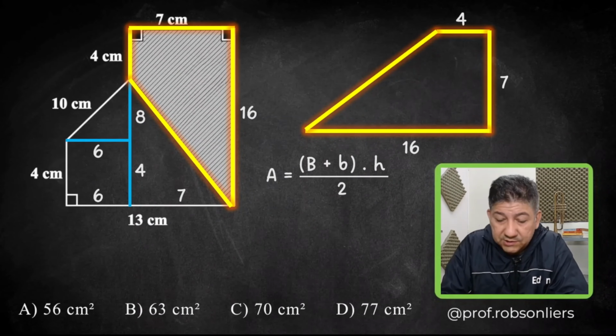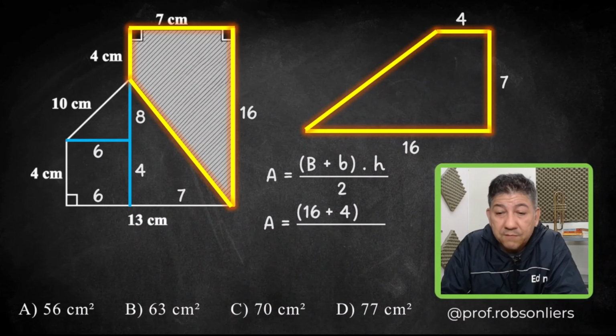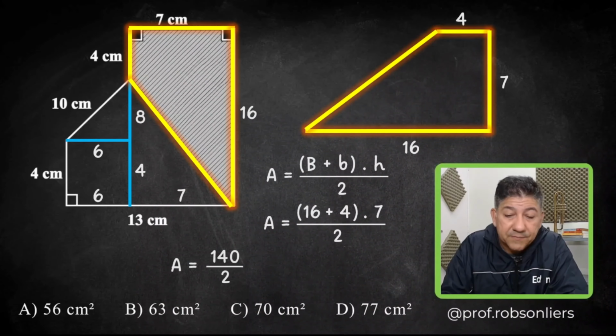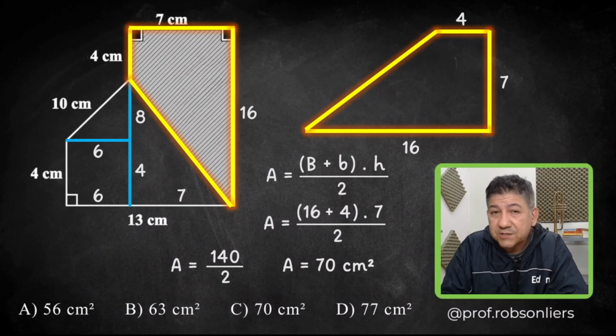Substituting the values we have, the area will be B, which is the longer base, 16 plus b, which is the shorter base, which is 4, times the height, which is 7, all of that divided by 2. 16 plus 4 is 20. 20 times 7 is 140, so it will be 140 divided by 2, and 140 divided by 2 is equal to 70 square centimeters. See, it's the same answer we found in the first way we solved it. Who chose letter C? Mark the question as correct.